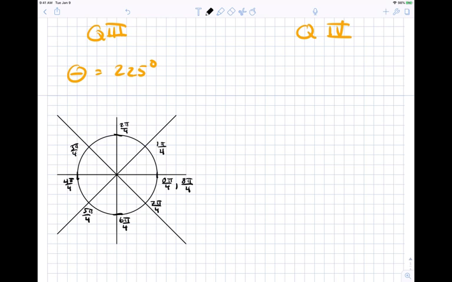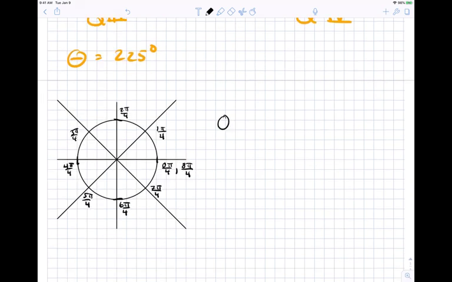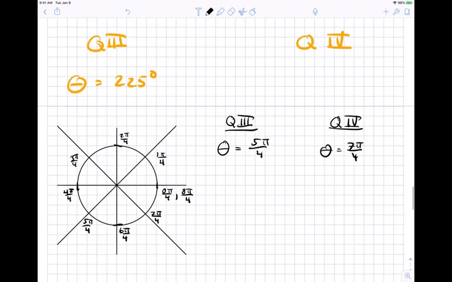So now with this, if we're doing it in radians, can you tell me the quadrant 3 and quadrant 4 solution? It should be 5 pi over 4 and 7 pi over 4. Okay. So the quadrant 3 solution, theta should be 5 pi over 4. This is quadrant 3. And then the quadrant 4 solution should be theta equals 7 pi over 4. Okay. So now, and we're doing sine, that captures the quadrant 3 and 4 solutions.